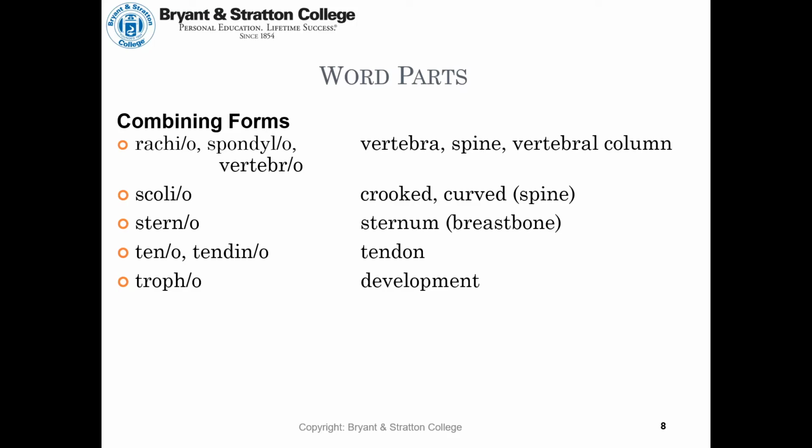Sterno is the sternum. Tino or tendino, like tendinosis condition, is the tendon. And troph or tropho is development. In the development of the body, you have cells called trophoblasts. Trophoblasts literally exist to build. They're developmental building tissues.